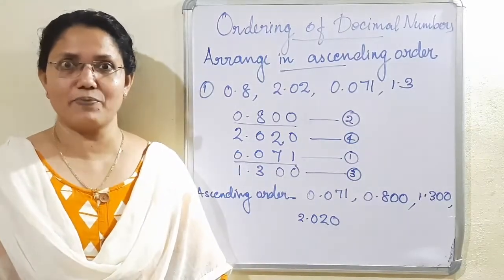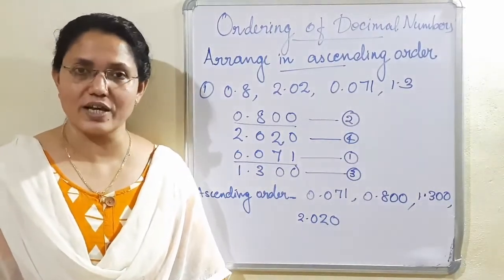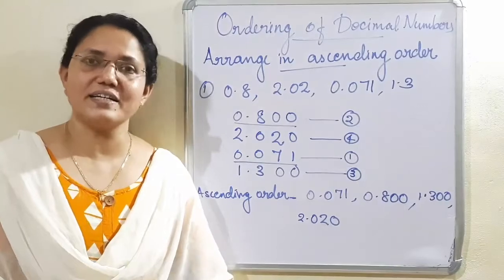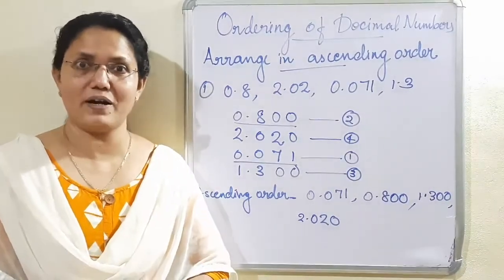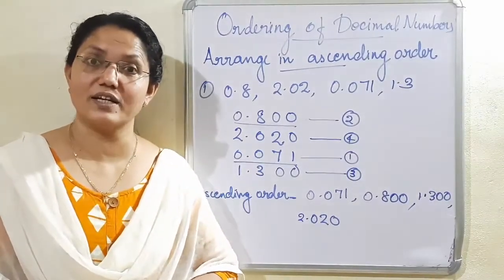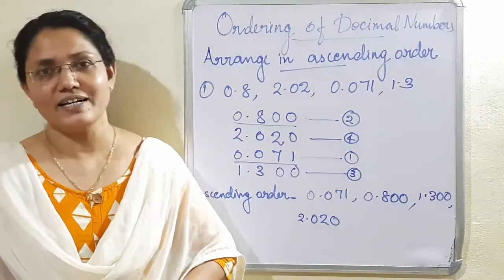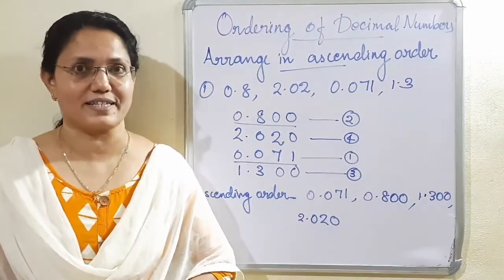I think all of you could understand how to arrange decimal numbers in ascending order. Once again, I repeat. First itself, you have to change this into like decimals. Compare its whole number part. If the whole number parts are equal, then only you have to compare the decimal part according to their places.